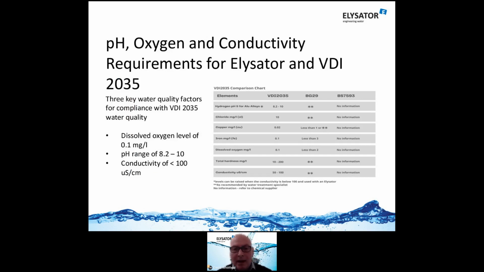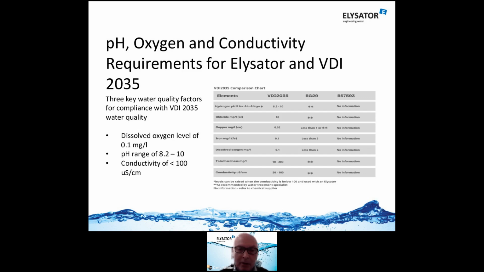This is why we say that VDI is the most authoritative guideline in the world when it comes to water treatment. The comparison is with BG29, which is, in my opinion, very flaky. I don't think it can really be called a guidance document because it doesn't actually give you everything you need to know. If you look at the parameters there, 5 of the key parameters are left up to the water treatment specialist to decide what they're going to be for each individual project. Whereas VDI is very specific. There's no wriggle room for anybody.